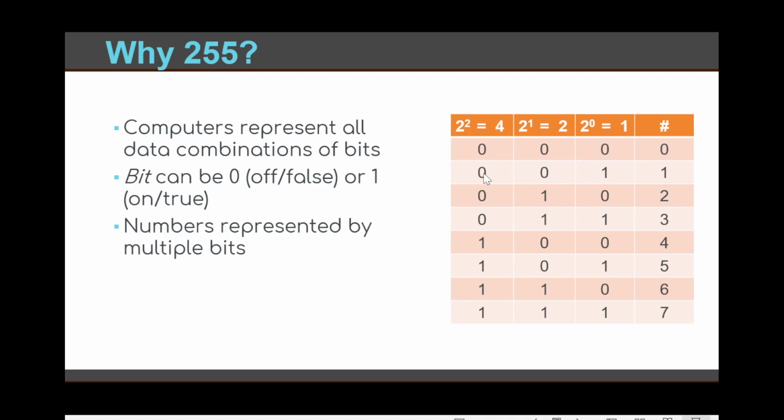So 0 means no 2 to the power of 2. 0, no 2 to the power of 1. 1 means include 2 to the power of 0, which would have a total of 1. Doing something more complex here, if you had 0, 1, 1, so no to the power of 2, but yes to the power of 1 and yes to the power of 0, you'd add these numbers together and get 3. Right, so this is how we do basic whole numbers in computers. We call these integers.